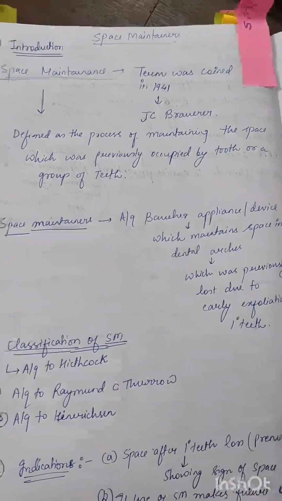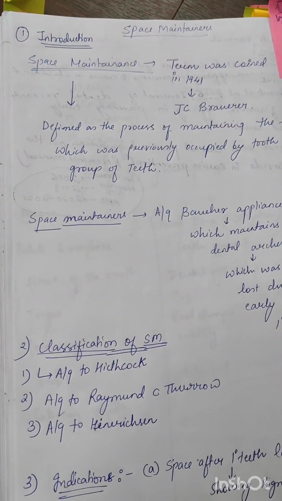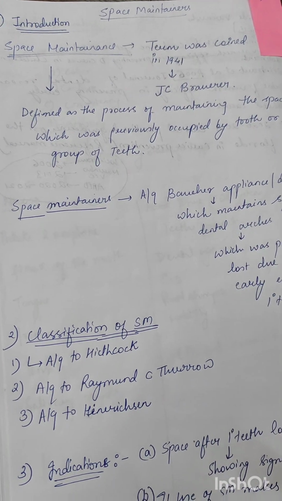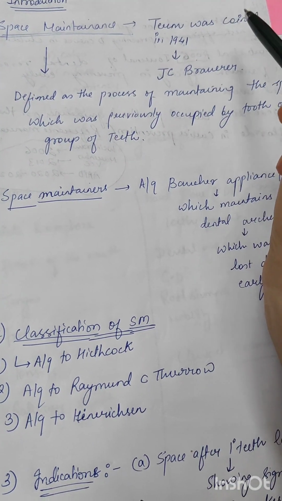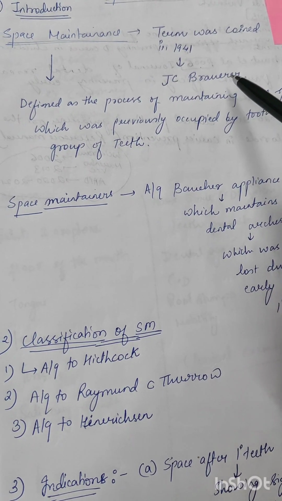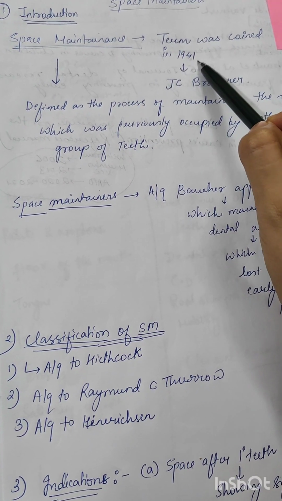Hello students, today we'll start with the new topic, that is space maintainers in pediatric dentistry. The term space maintainer was first coined by J.C. Brower in the year 1941.